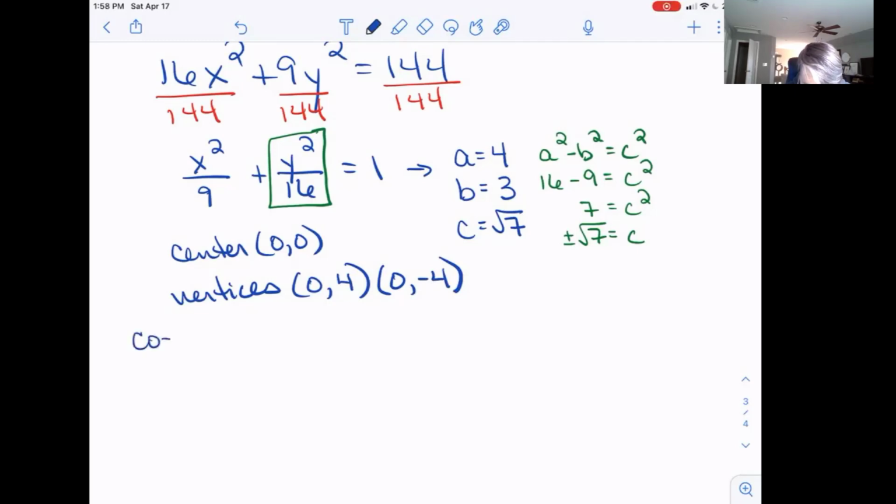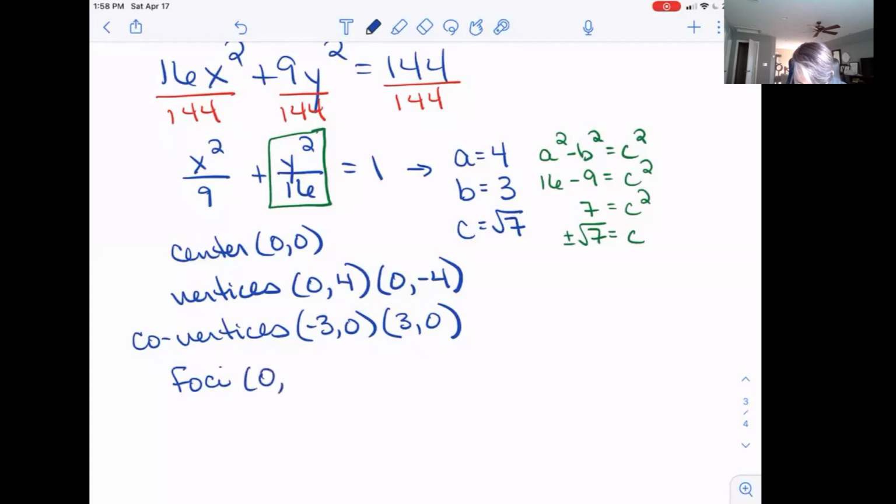For our co-vertices, those are on the minor axis, so that means we move left and right, so it's going to change our h or our x value. So if we move left 3 from our center, we would be at -3, 0. If we move to the right 3 from our center, we're at 3, 0. And also remember that our foci are on the major axis as well. And since our major axis is going up and down, it's going to change our y values. So we have 0, if we go up square root of 7, that's our c, or down square root of 7, also our c, so we get 0, negative square root of 7.